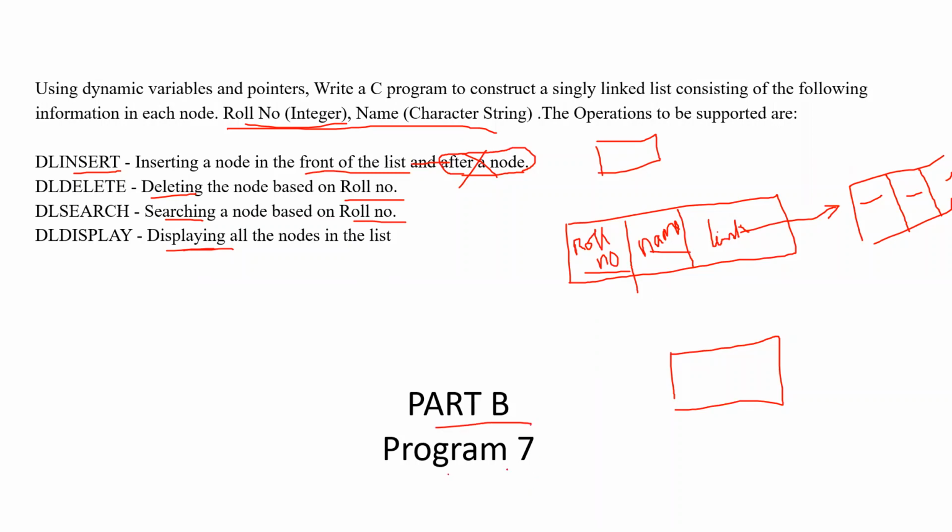Part B, program number 7. Actually, it was in part A. We shifted that into part B. Got it? There were 12 programs in part A, so we need to select only 10 programs, right? So we just shifted that program into part B. So this is as important as a part A program. For easiness, we had shifted that program into part B.